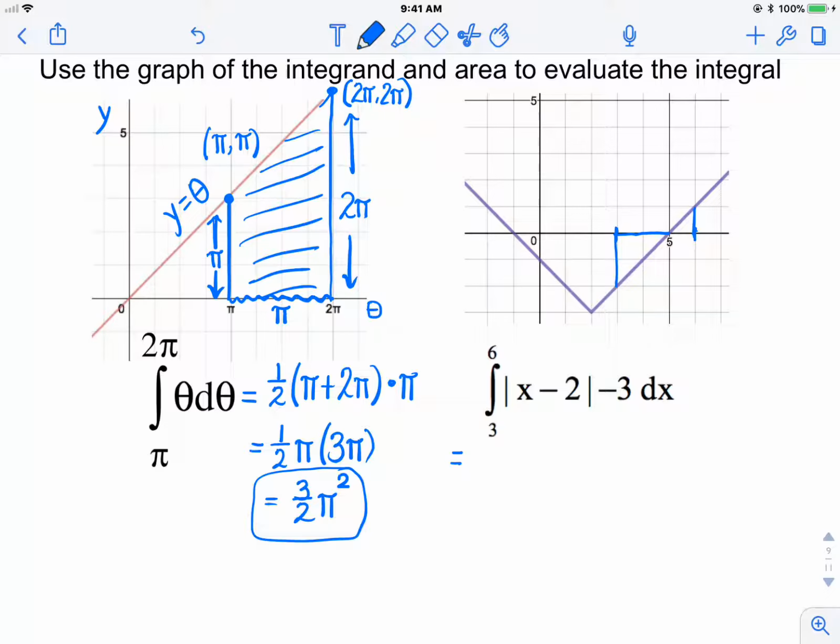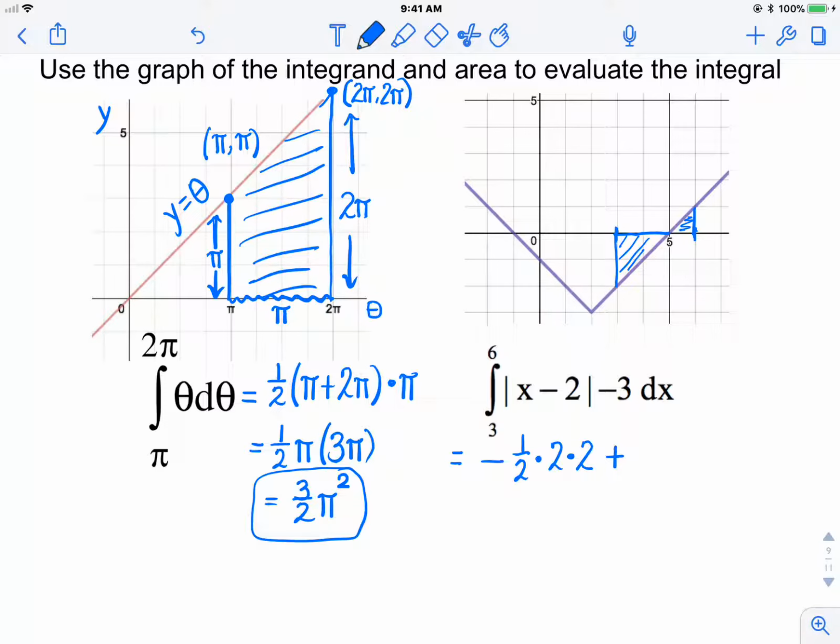If somebody asked for area, we'd add them both up as positive. But if somebody asked for the integral, it's the net sum. And I see more negative area that will count in our integral than I see positive. So I'm expecting my integral value to be negative. So in that first stretch, I'm going to count that as negative area. And I'm going to count it as 1/2, a base of 2, and a height of 2.